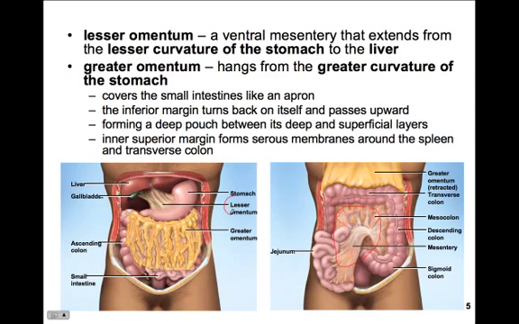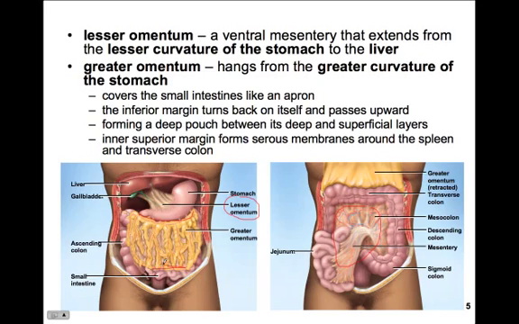The lesser omentum here is a smaller piece of omentum membrane that's attached to the lesser curvature of the stomach. So the small curve of the stomach on the superior aspect. And it attaches the stomach to the liver. The greater omentum, however, hangs from the greater curvature of the stomach, and it hangs down like an apron over all of the intestines. On its inferior edge, down here, it folds back up upon itself, forming a deep pouch between the superficial and deep layers.